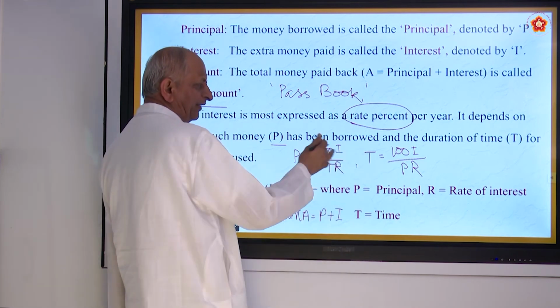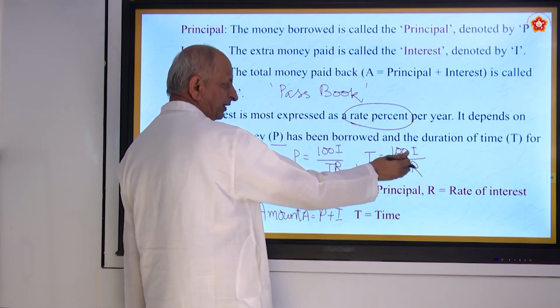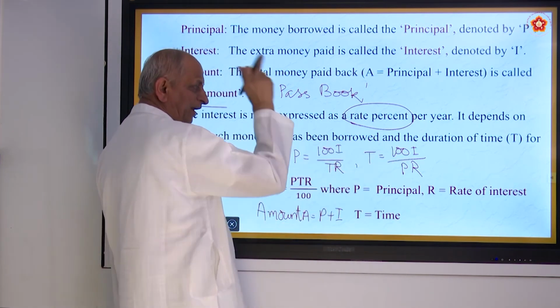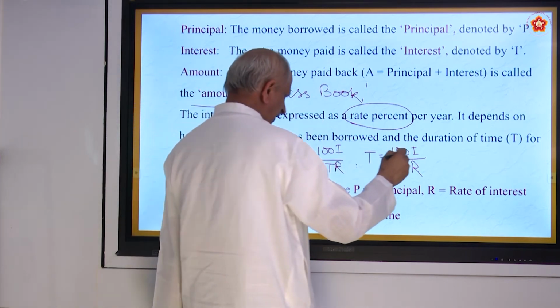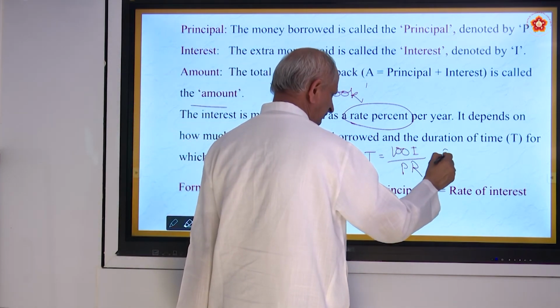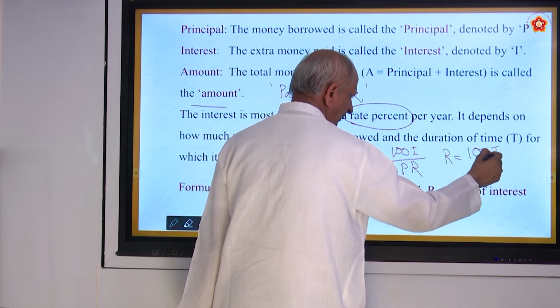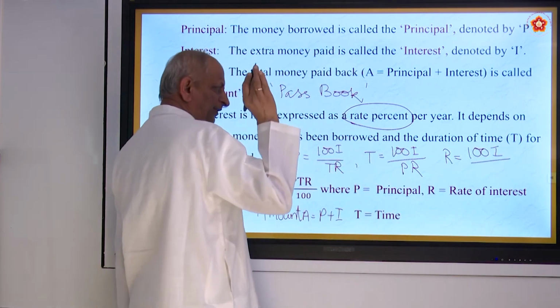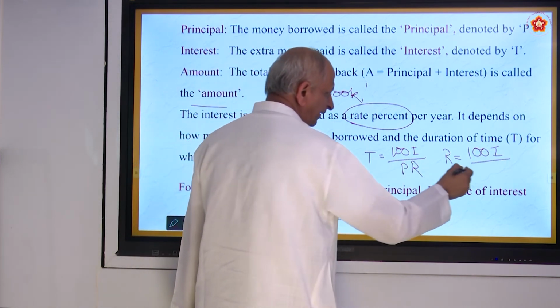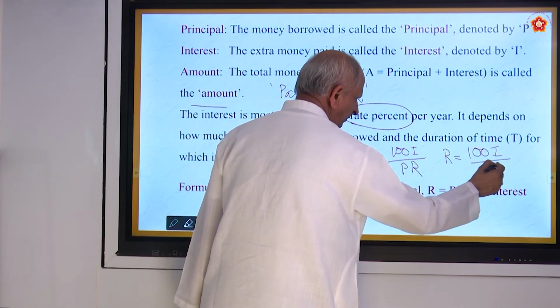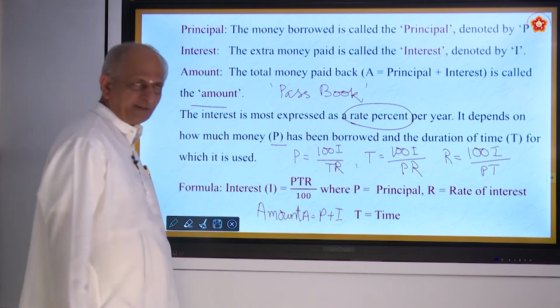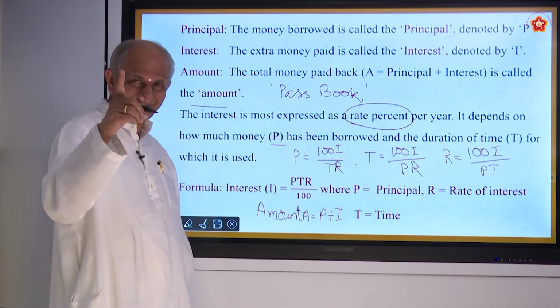What do you want to keep on the left side? The other two keep down, that's all. 100 and I on the top. And suppose you want to find R, 100 and I on the top. How do you remember? 100 and I on the top, the remaining two on the bottom, in the denominator. Are you following? Interesting now?